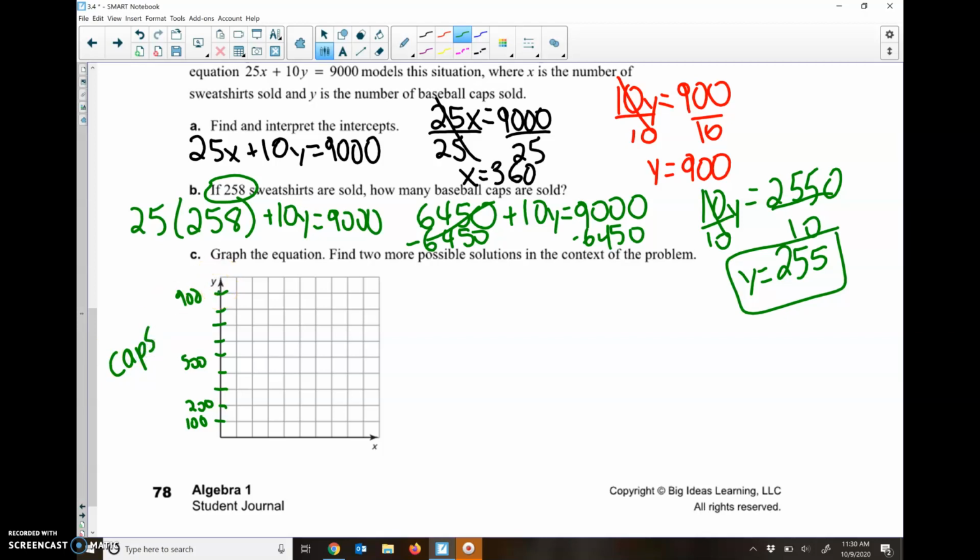So I could have sold 900 caps and 0 sweatshirts, or I could go the other way, and let's do this by hundreds as well. So here's 100, 200, 300, 400, and I could have sold 360, so almost right in the middle there. So somewhere on this line is my answer of how many baseball caps and sweatshirts I sold to make sure that I got to my $9,000.